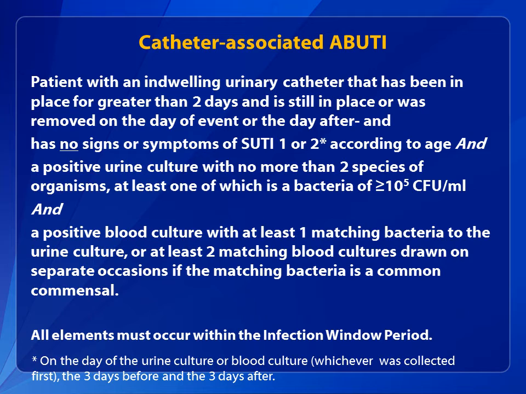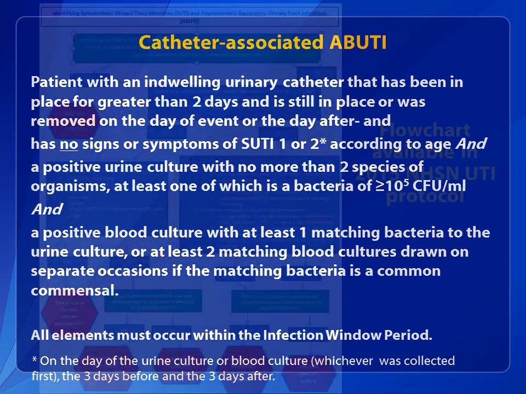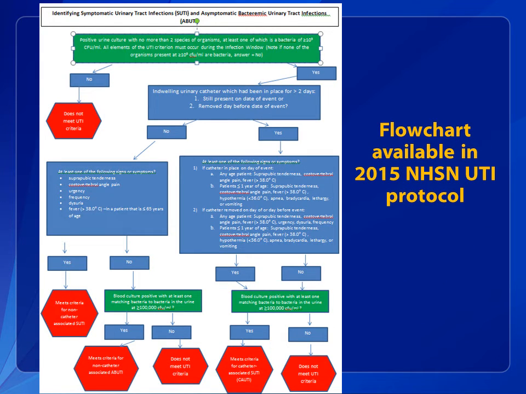Number 2. There is a positive urine culture with no more than 2 species of organisms, at least one of which is a bacteria of at least 100,000 CFUs per milliliter. And, number 3, there is also a positive blood culture with at least one matching bacteria to the urine culture, or if the matching bacteria is a common commensal, at least 2 matching blood cultures drawn on separate occasions. For additional information, a flowchart is available in the 2015 NHSN UTI protocol. The chart explains identifying CAUTIs and ABUTIs.